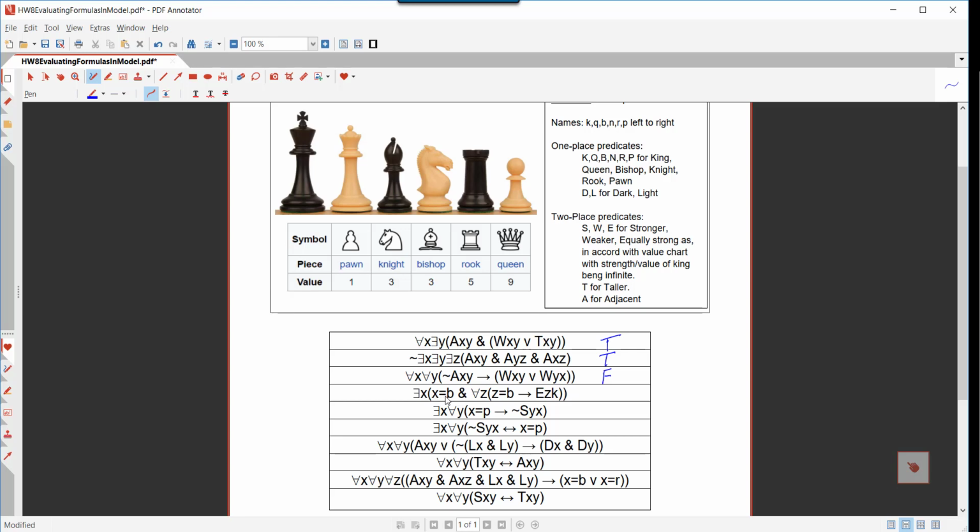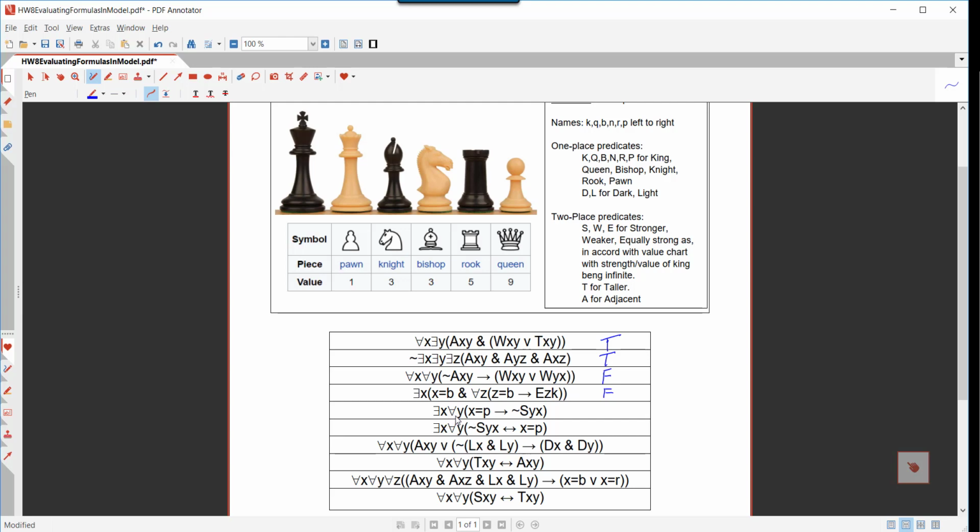There exists an x such that x is identical to the bishop. Well, that's certainly true. First conjunct satisfied. And for all z, if z is identical to the bishop, then z is equal in power to king, not knight, king. And that is clearly false. So true and false means false.